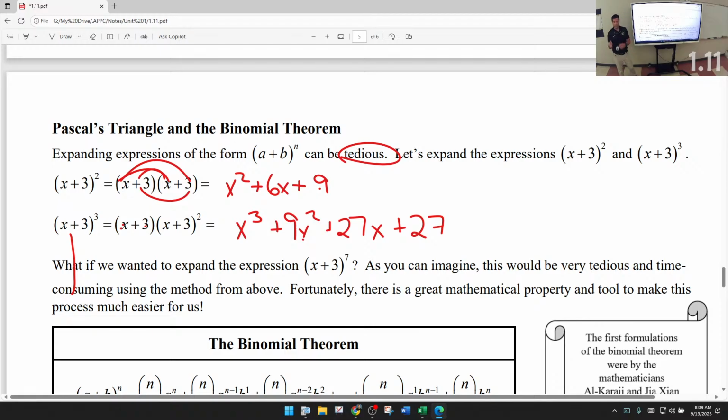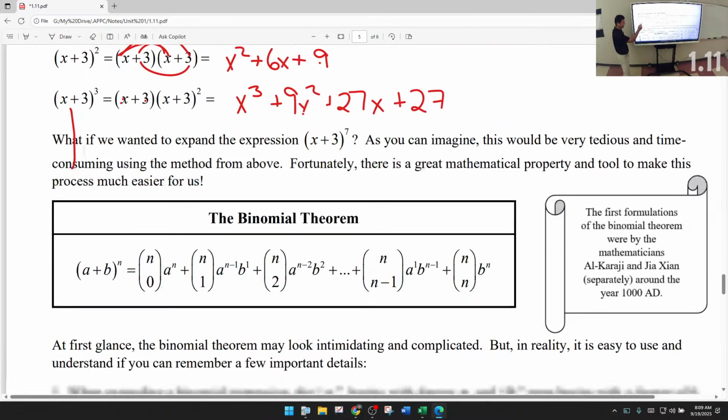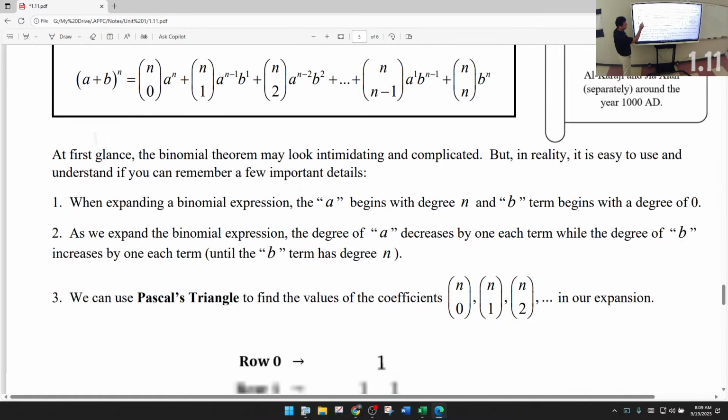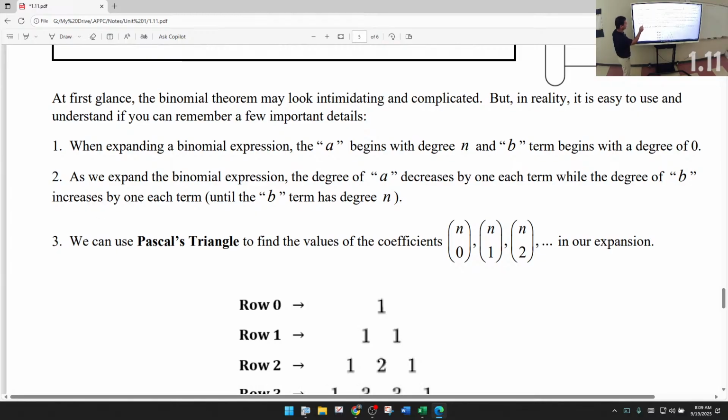And then the next one, A drops 1 and B adds 1. A drops 1, B adds 1. Until you get done with A's not having any more and B has the same power. That you kind of need to know as we'll go through it. That's important. Okay? That's important.